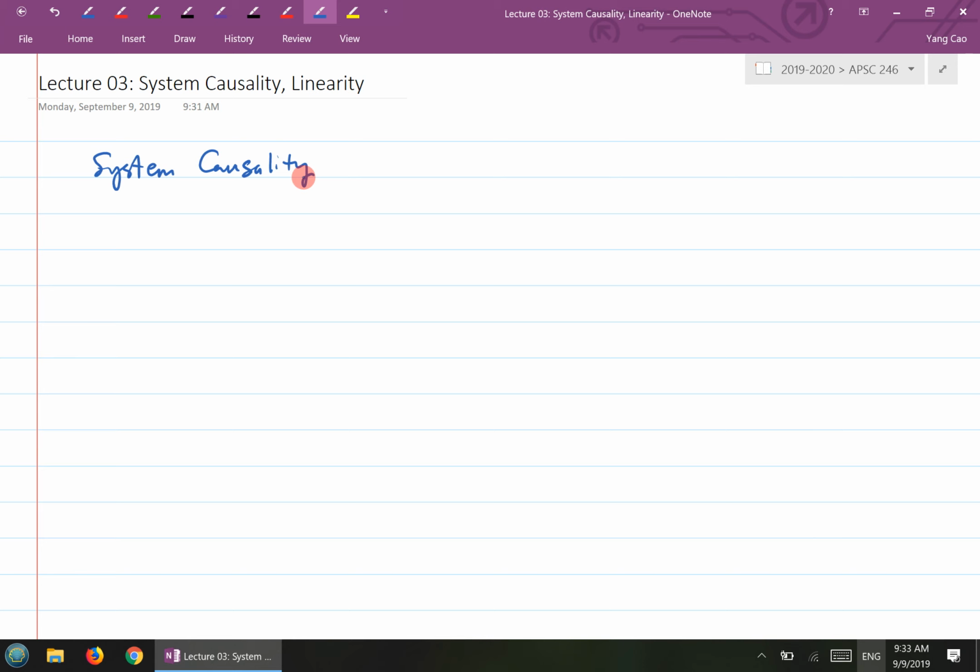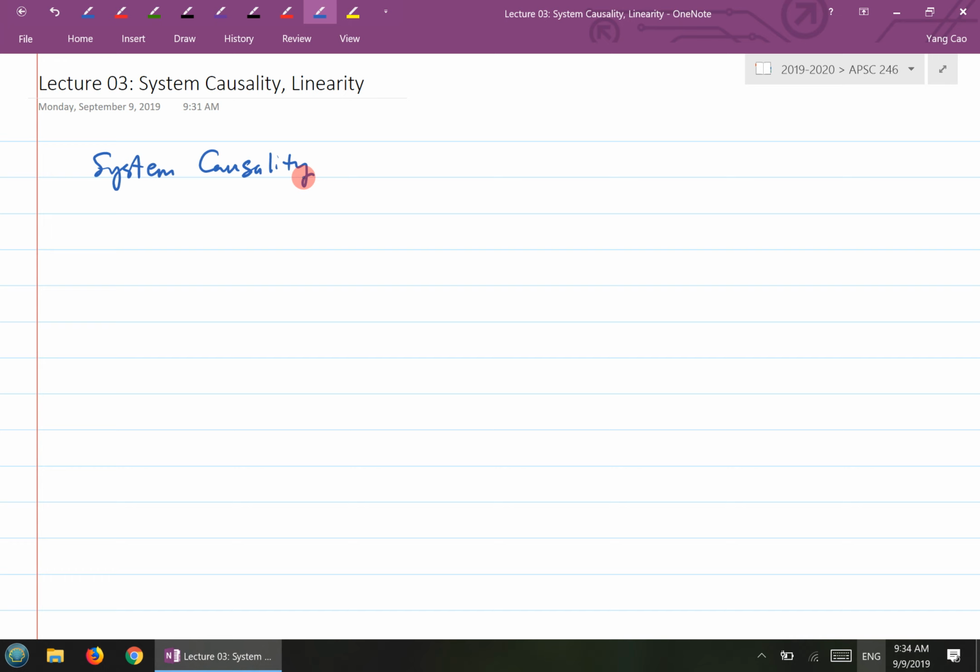So we started this topic in the last lecture already. We have talked about signal causality, and then we talked a little bit about system causality. But we haven't really formally written down the definition of that. So that's what we're going to look at, and we'll also look at a couple of examples. So look at how to determine the causality of a system.